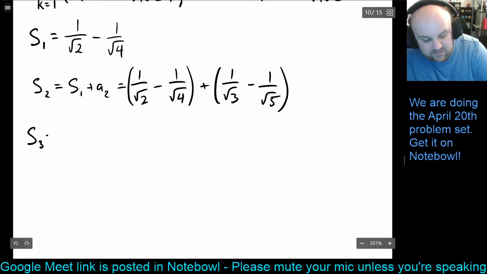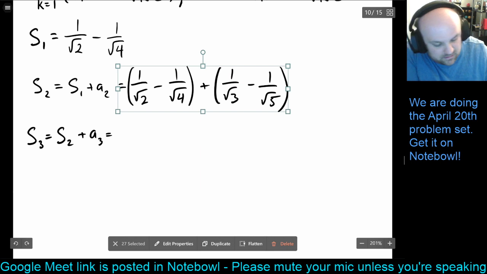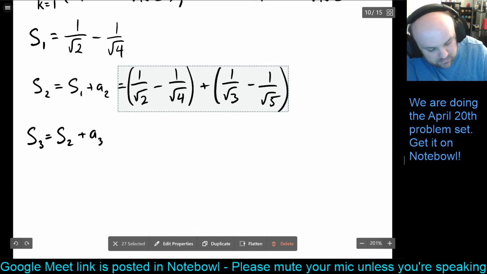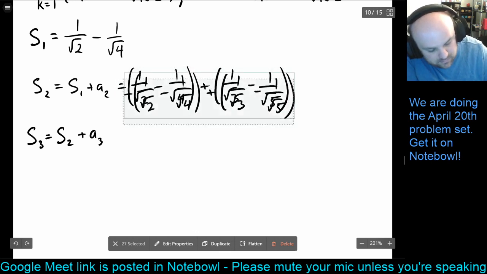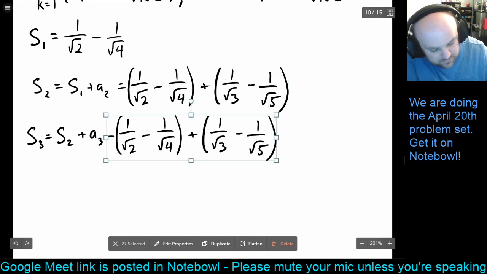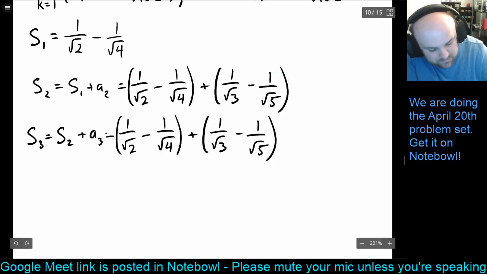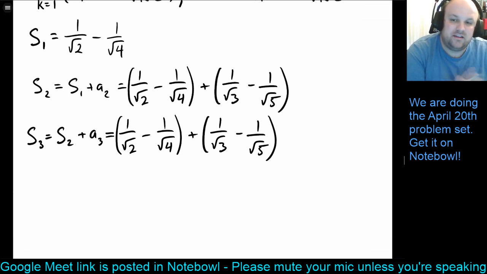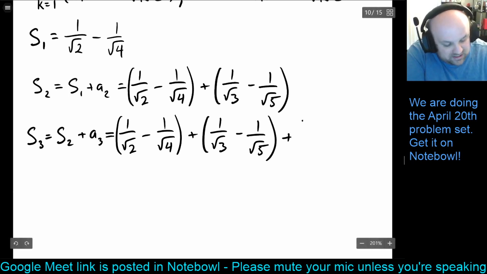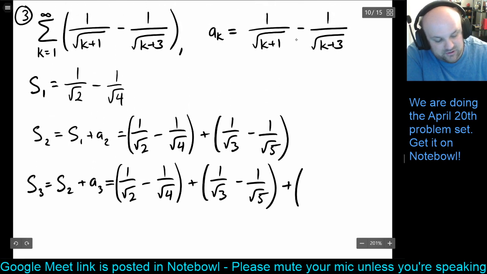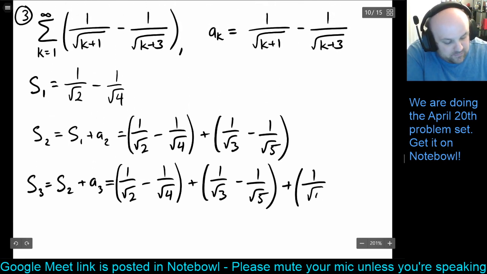S3 is going to be S2 plus a_3. So we're going to get all of this. I really don't want to write it again. Right, so S2 is that, and then plus a_3, where we plug in 3 to this contraption up here, and we get 1 over square root of 4 minus 1 over square root of 6.